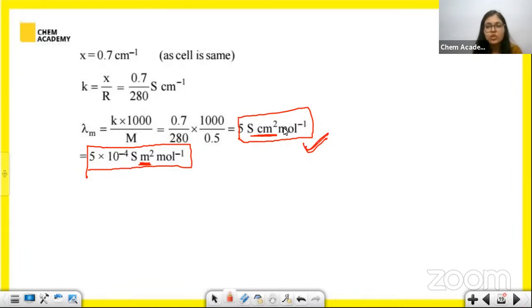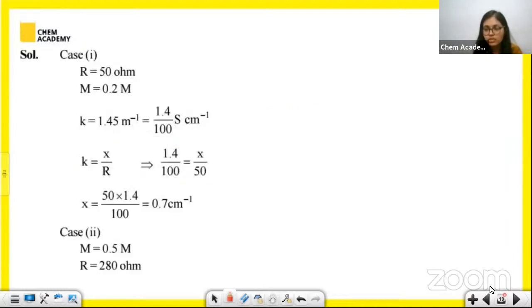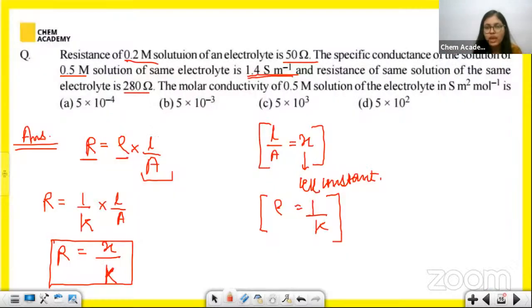in the options, right? So we will convert this centimeter square into meter square. That is why this 10 raised to the power minus 4 is coming. The answer will come out to be 5, but you will have to be very careful about the units also. Here the unit is Siemens centimeter square mole inverse, but here the unit is Siemens meter square mole inverse. I hope it is clear. There should not be any problems in this. So we know that the final answer here is A1.